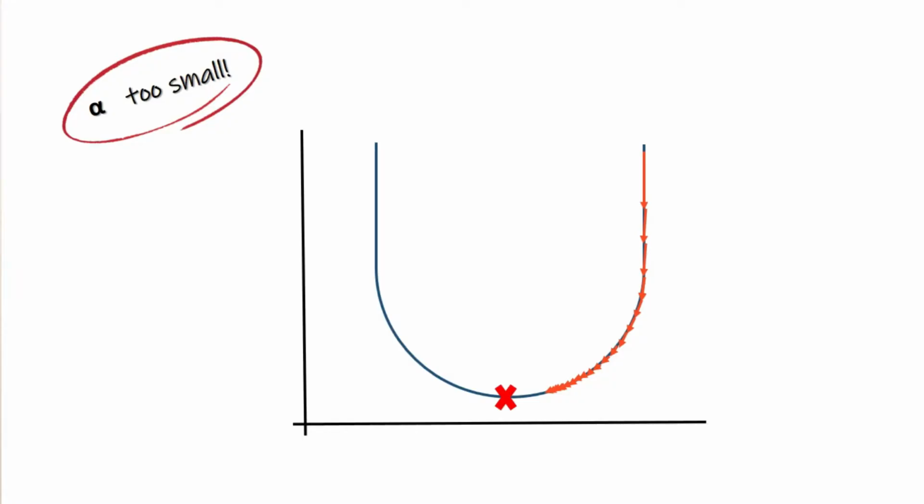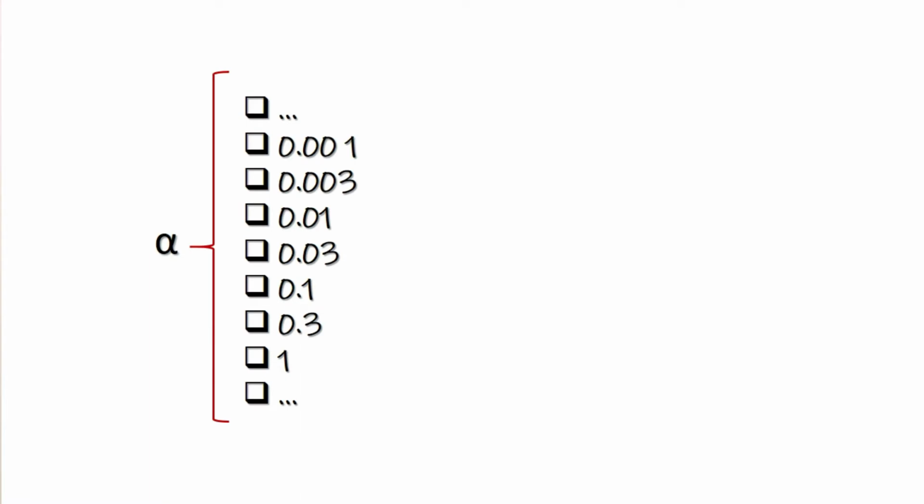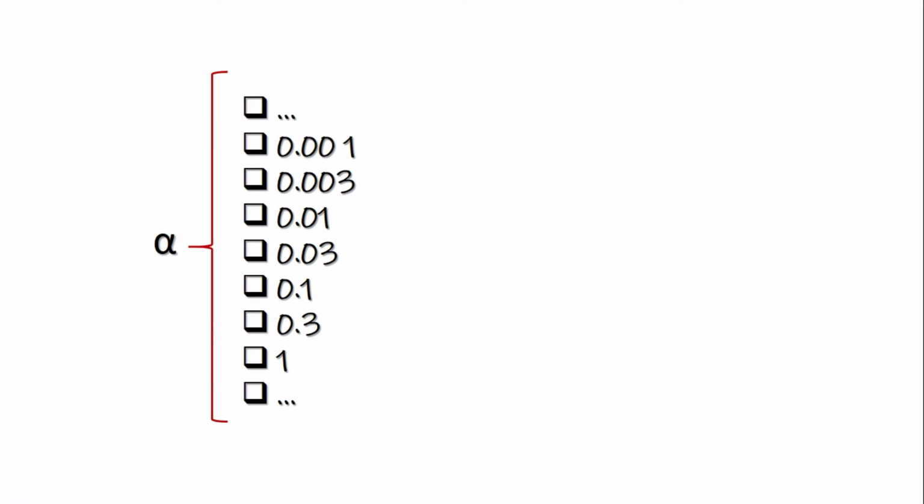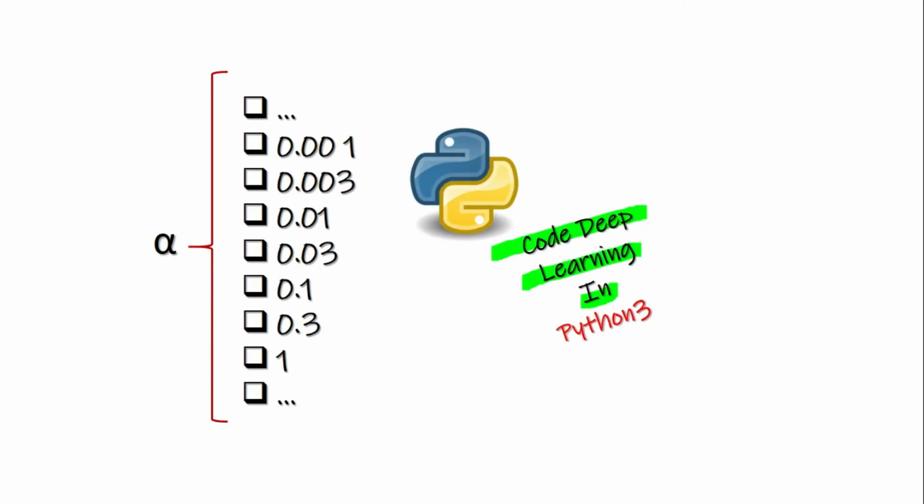As I told you, you have to find an optimal value for alpha. Of course, finding a suitable size for our steps is not that easy. But here's a tip. To choose a suitable size, try these values. You will try different values for alpha when we start to code. If you don't know Python, watch our Python tutorial in this channel. It will give you everything from the beginning.